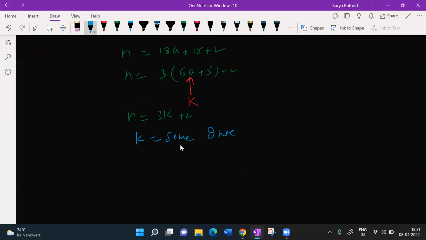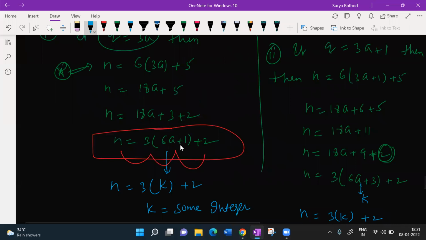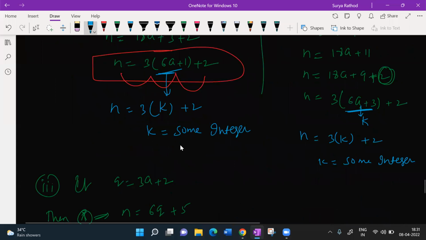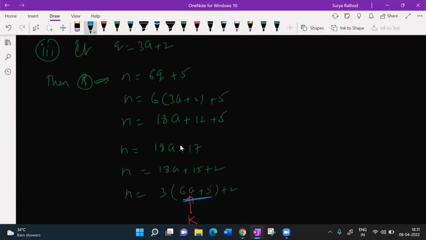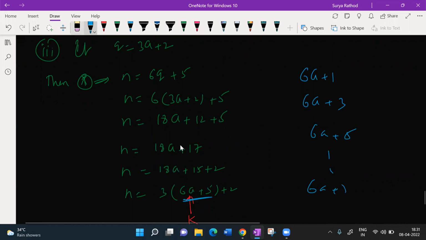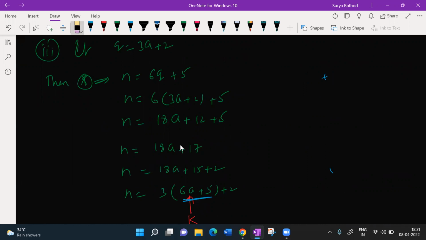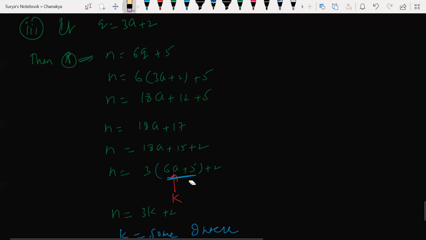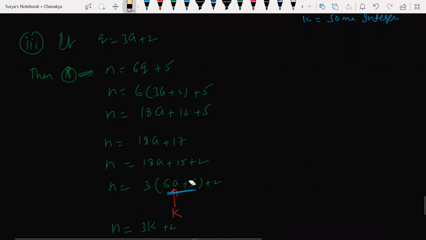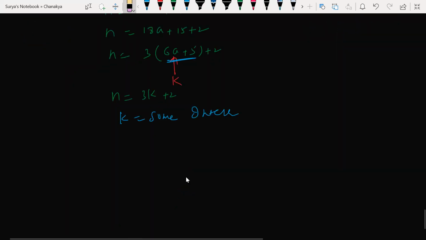Now if you observe this properly, what is the k value we got here? 6a plus 1, here 6a plus 3, here 6a plus 5. So we are getting k values of 6a plus 1, 6a plus 3, 6a plus 5. If you keep going, 6a plus 7, 6a plus 9, and so on. Understood my point? Yes, sir. That is the procedure we are following. Till this we understood.